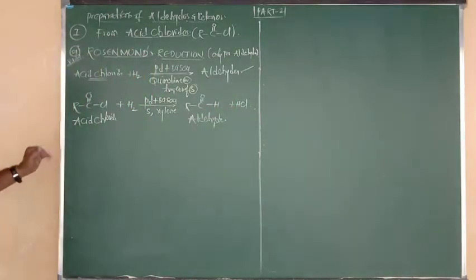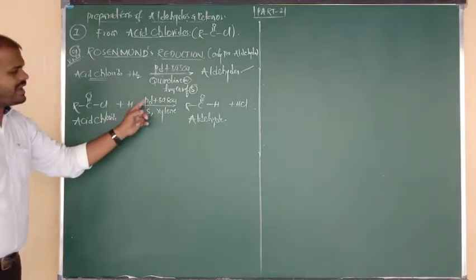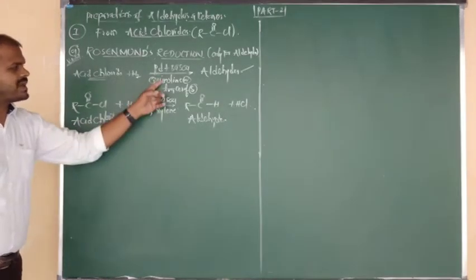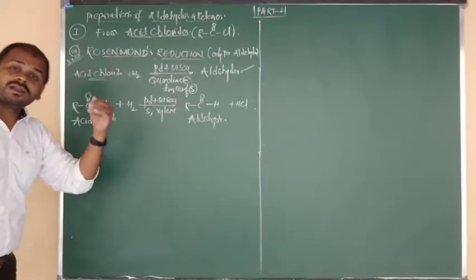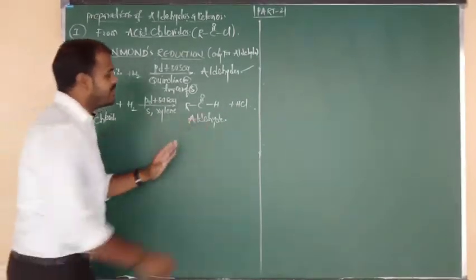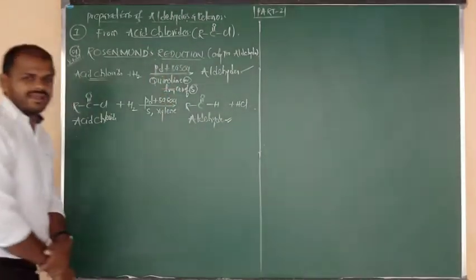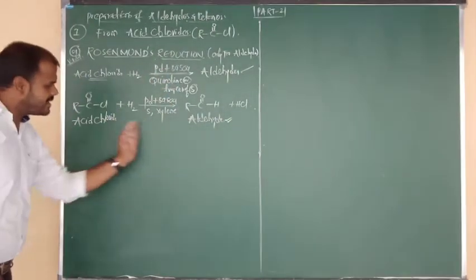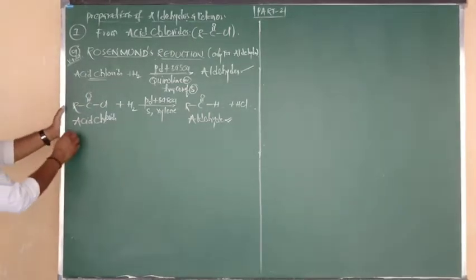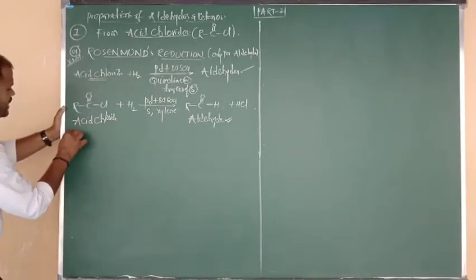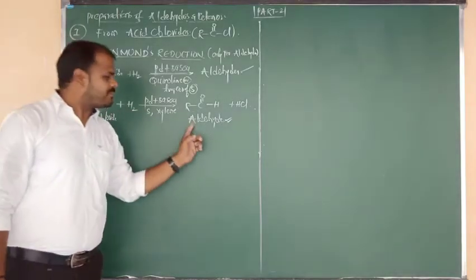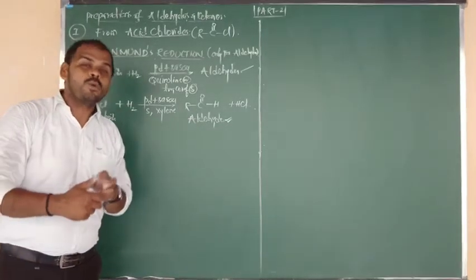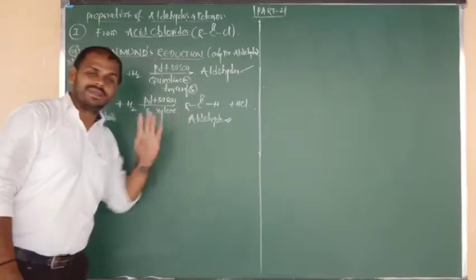Once again, acid chlorides on reduction with palladium plus barium sulfate in presence of xylene and traces of sulfur give the product, which is nothing but what? Aldehyde. You can write the same statement, the same reaction. Let me consider two examples: one for the preparation of aliphatic aldehyde, and one for the preparation of aromatic aldehyde.